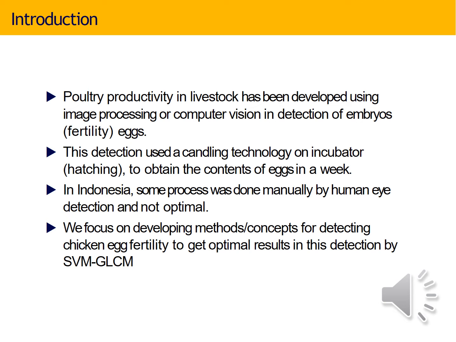Here we are talking about how poultry productivity in livestock has been developed using various technologies, such as the detection of embryo or age fertility by image processing or computer vision. This detection uses a handling technology on the incubator in the hatching system to obtain the content of eggs in a week. In Indonesia, some processes are done manually by human eye detection, and they are not optimal.